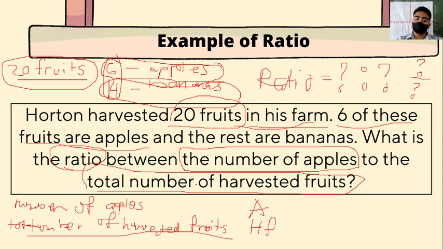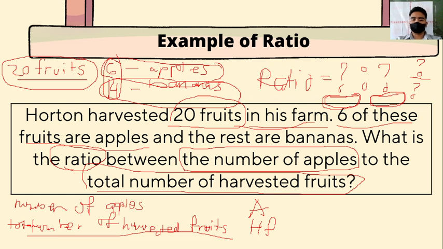If we are going to write it down in a ratio form, how are we going to write it down? What is your first term? What is your second term? This is your first term, take note. This is your first term. This is your second term. What is your first term? What is your second?